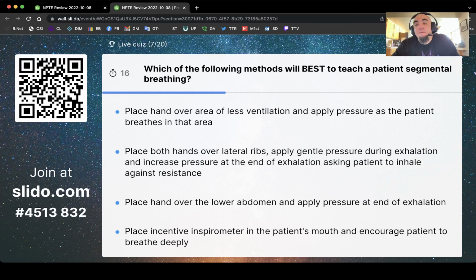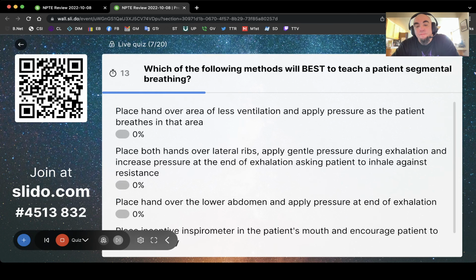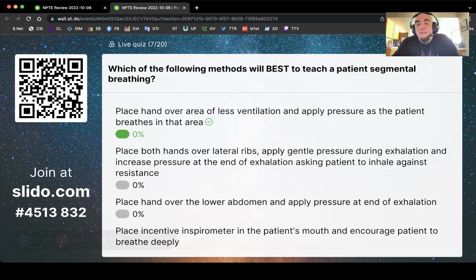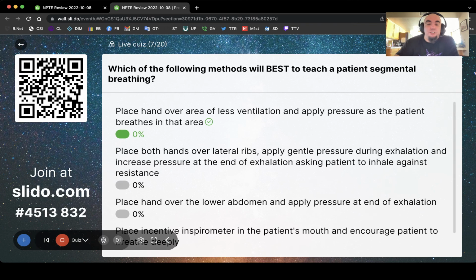So we're teaching them segmental, meaning broken apart breathing, right? In this case, you're going to place the hand over the area of less ventilation and apply pressure as the patient breathes in that area. So if we're doing diaphragmatic breathing, right, we're going to put a little bit of pressure on the belly so they can feel that belly expanding. If we're doing chest wall expansion, right, we're going to put our hands at our ribs and feel those walls expand. So the goal is so that the patient can not only feel the pressure, the actual proprioception of the pressure, but also get a cue that it's actually working in the proper direction.